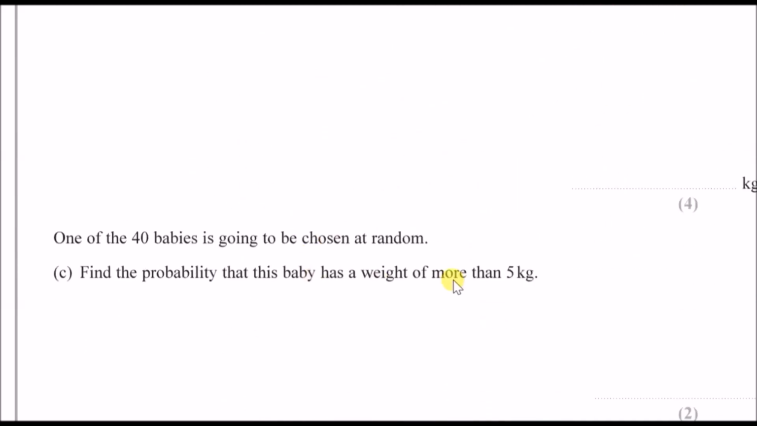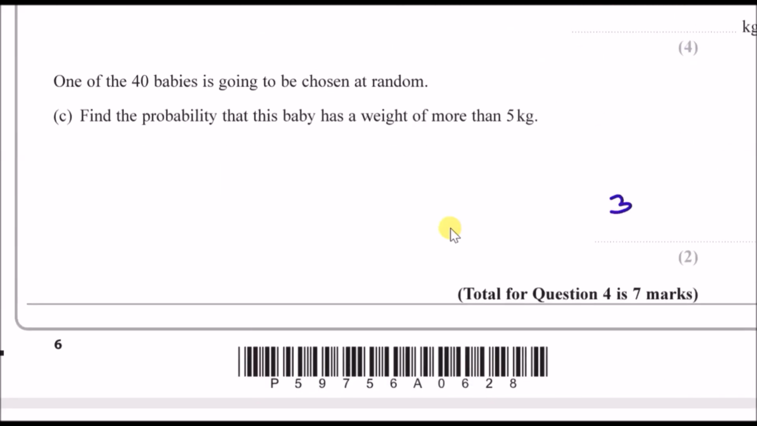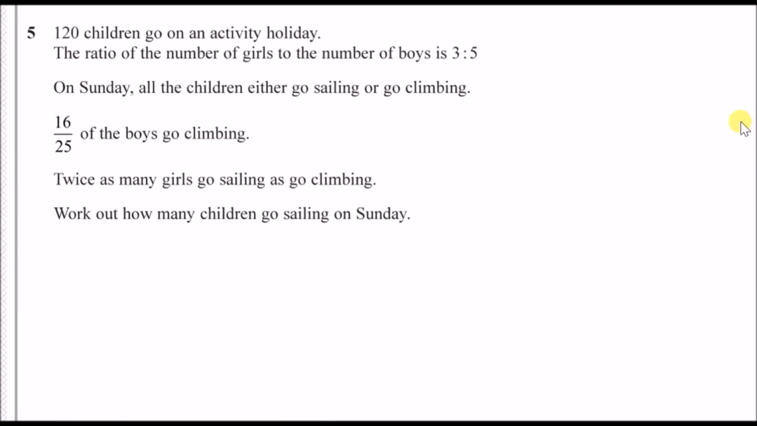And because we know there are 40 babies, the probability is just 3 out of 40. So yeah, nothing to it. Alright, number 5. So 120 children go on an activity holiday.